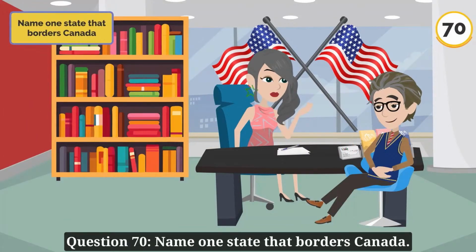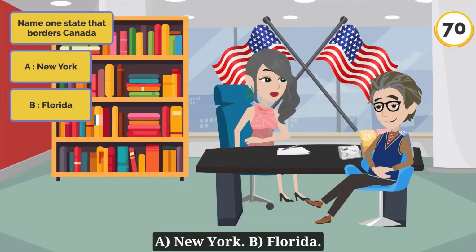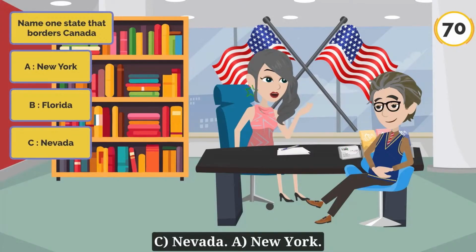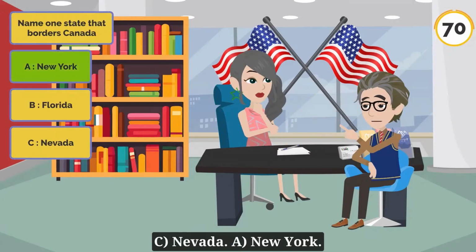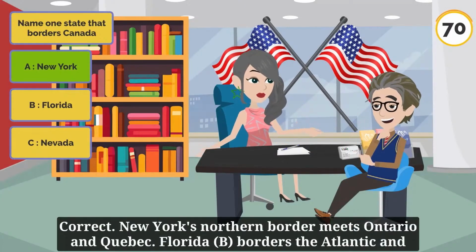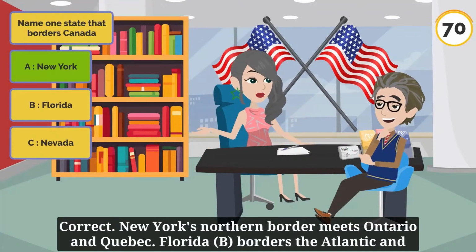Question 70. Name one state that borders Canada. A. New York. B. Florida. C. Nevada. I'll go with A. New York. Correct. New York's northern border meets Ontario and Quebec.